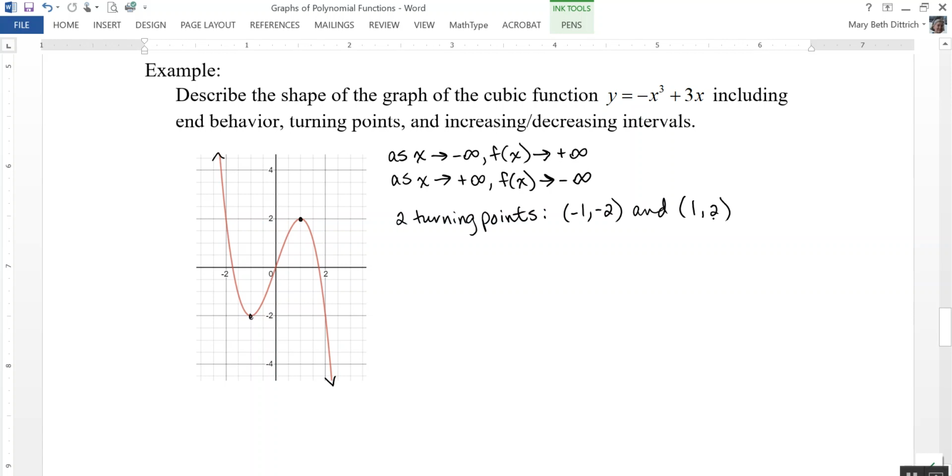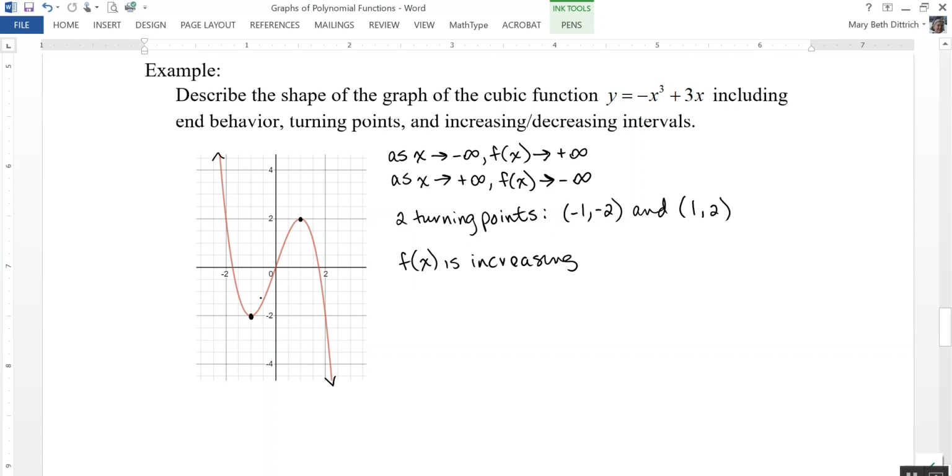And what are my increasing and decreasing values? So f of x is increasing, or actually I called it y here, but f of x works also, is increasing on the interval from here to here. You can see that as I look at the graph going from left to right, it's actually going up.